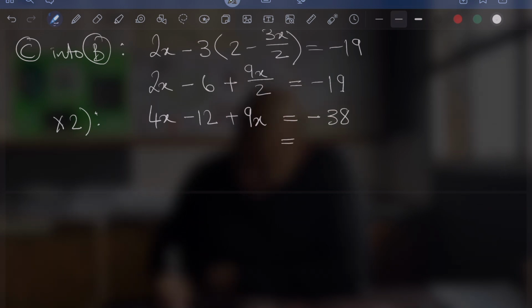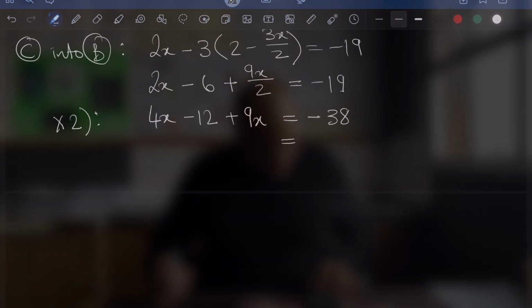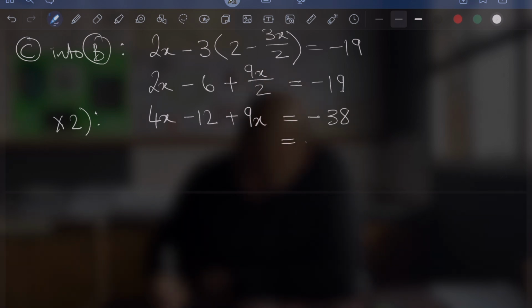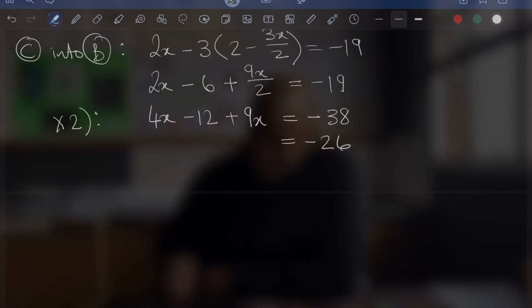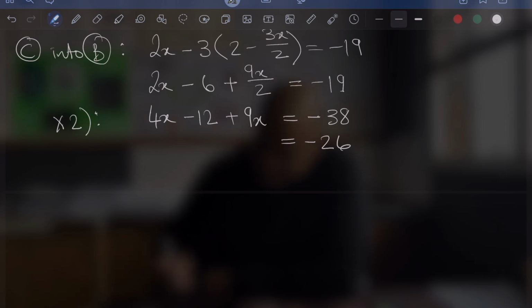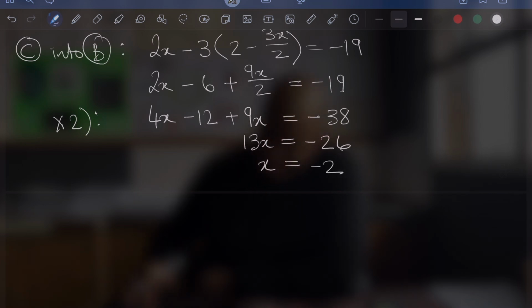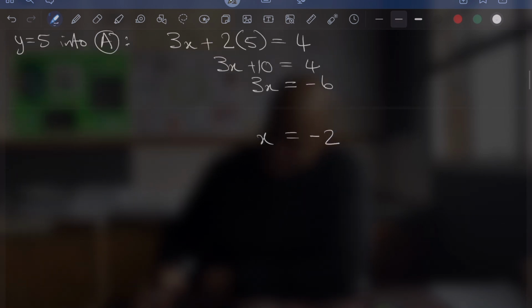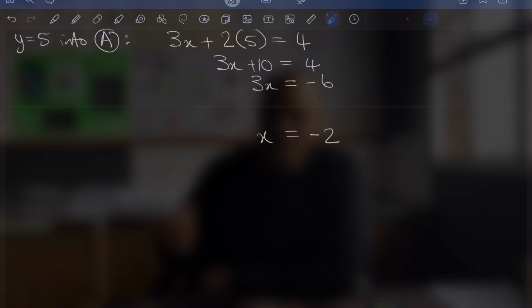Then simplify: negative 38 plus 12 is negative 26 on the right hand side. At this point you really need to be careful with your signs, taking things over or adding and subtracting. The signs are what's going to throw you out here. On the left hand side I've got 4x plus 9x, that's 13x. Dividing both sides by 13, I've got x on the left, and negative 26 divided by 13 gives us negative 2. Just to check, from our previous example we found x equal to negative 2, so we're on the right track here.